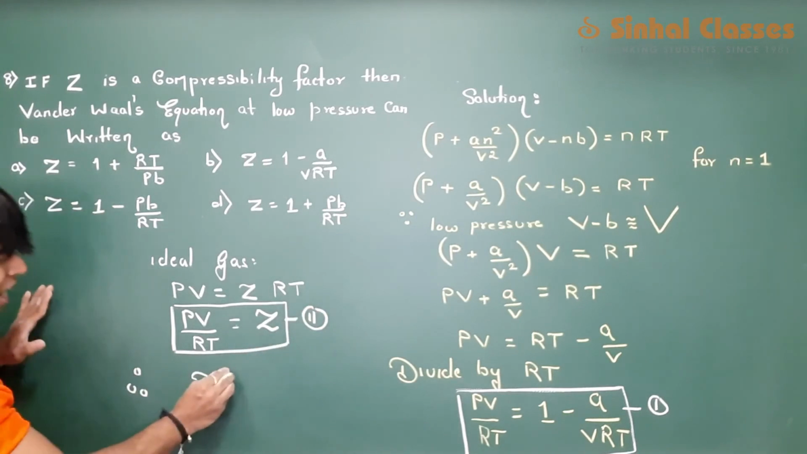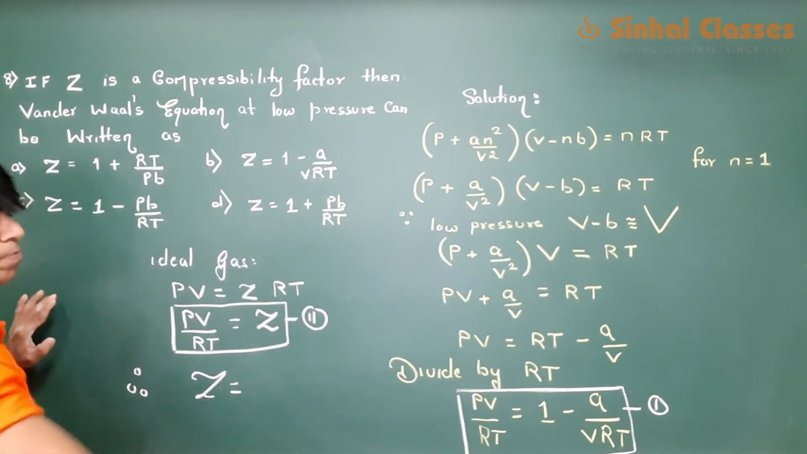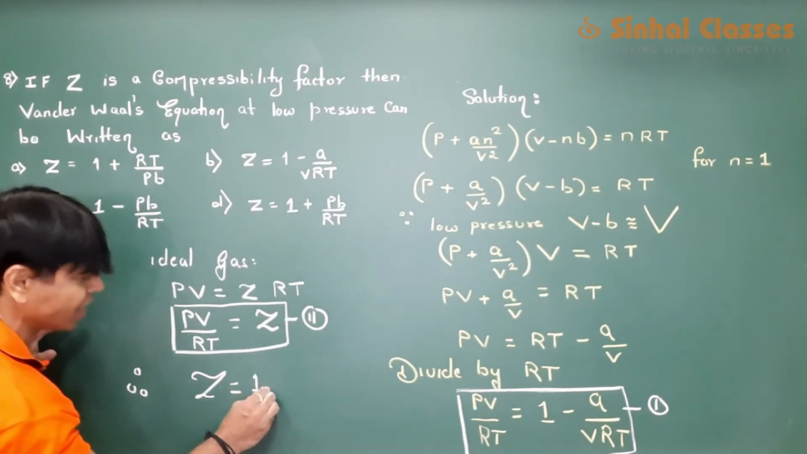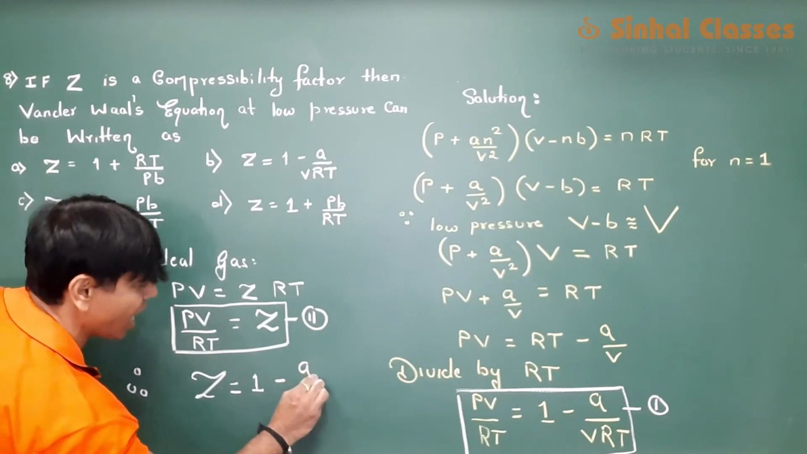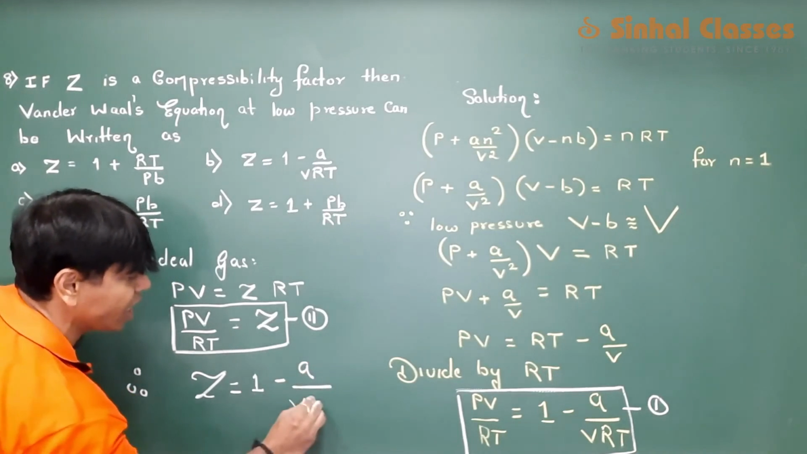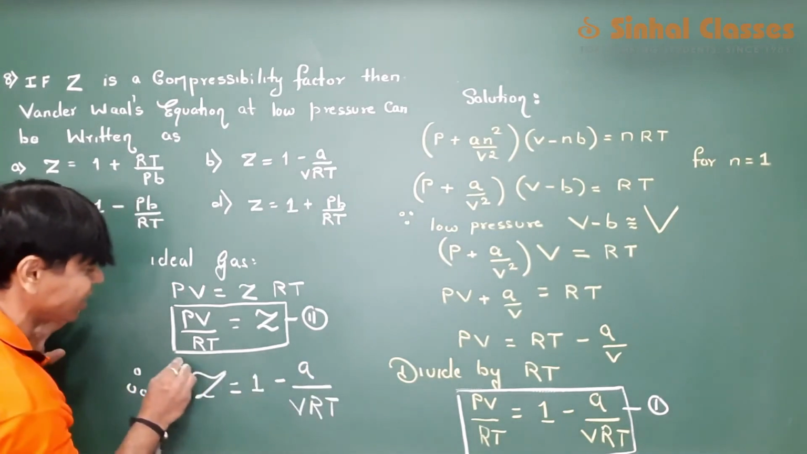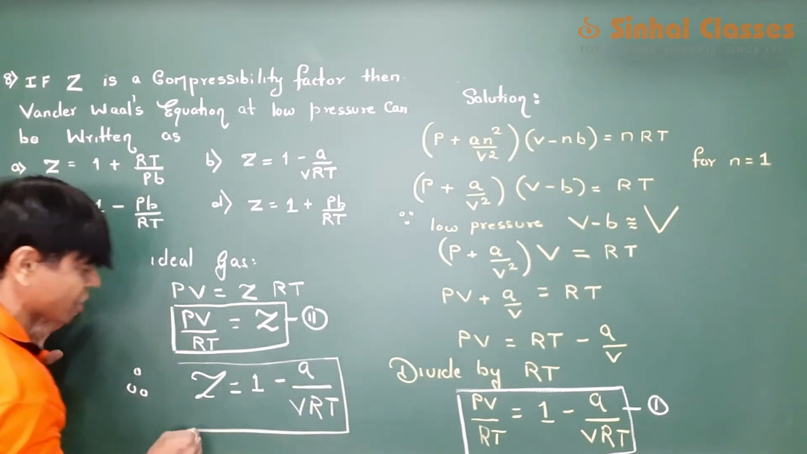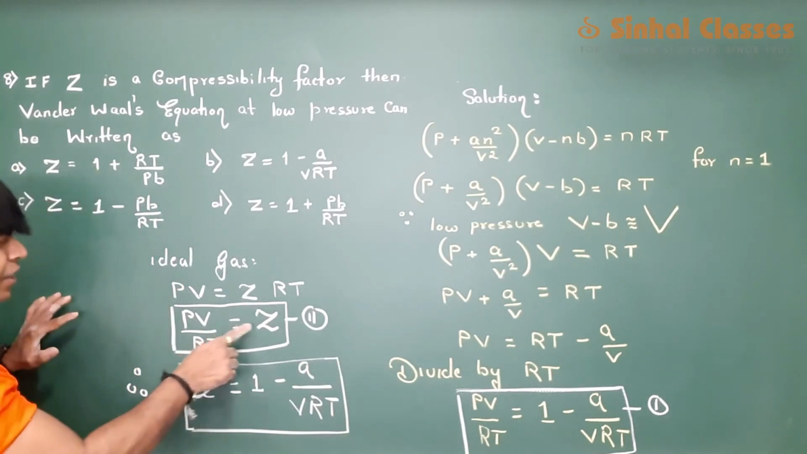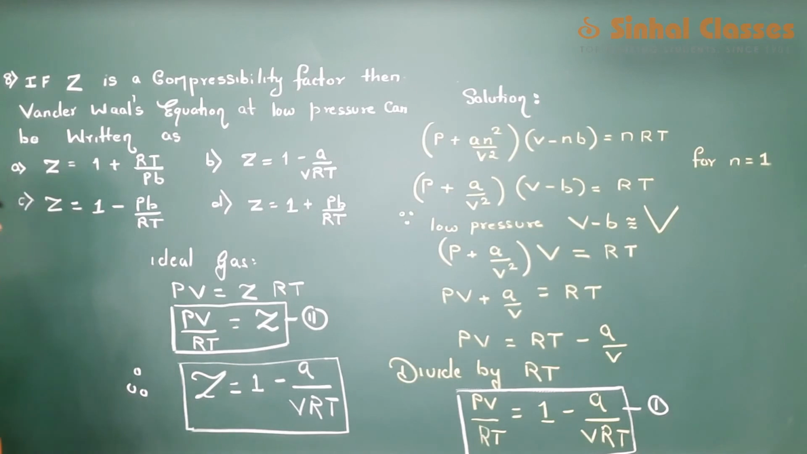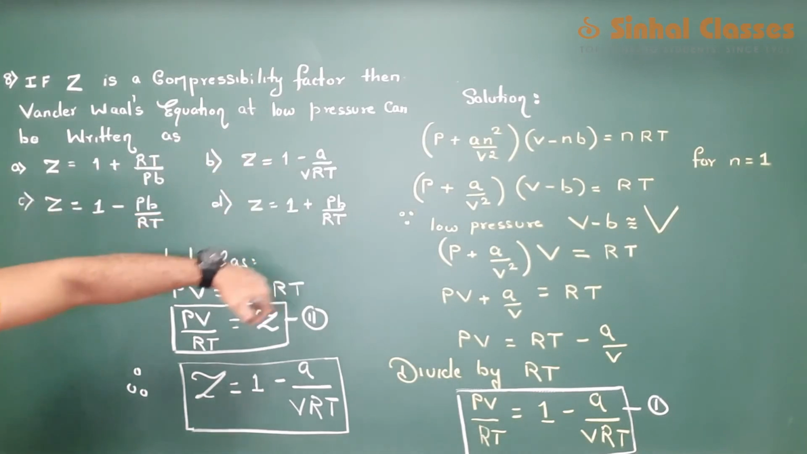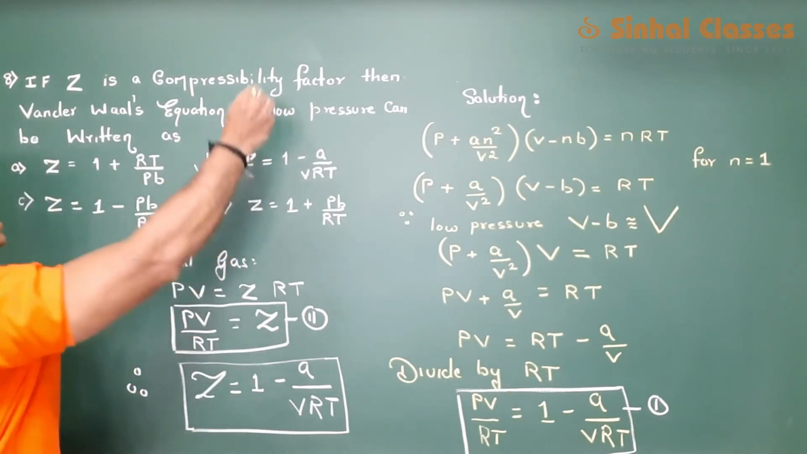Therefore, Z will be equal to 1 minus A upon VRT. So this is the relation for compressibility factor, where Z is the compressibility factor. So looking at the options, option B is correct.